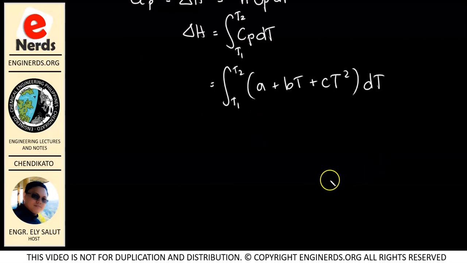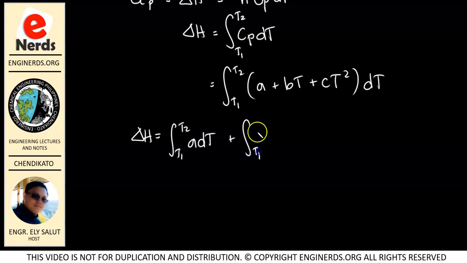Okay, so let me just move that here, because we are running out of space again. So we have delta H is equal to, now I'm going to distribute this, as per our properties of integral. So we have from T1 to T2, we have A dT, then plus from T1 to T2, we have BT dT.